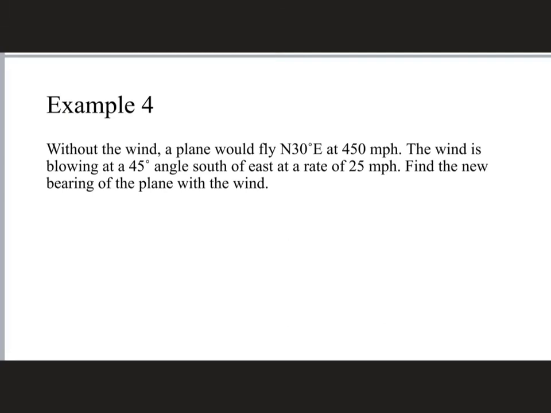Okay, the last example that we'll cover is another problem similar to the last one. Here we have, without wind, a plane would fly north 30 degrees east at 450 miles per hour. The wind is blowing at a 45-degree angle south of east at a rate of 25 miles per hour, and we're going to find the new bearing of the plane. See if you can pause the video, draw your vectors, and find the two individual vectors of the two motions.